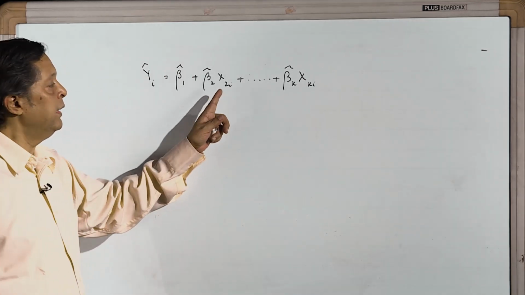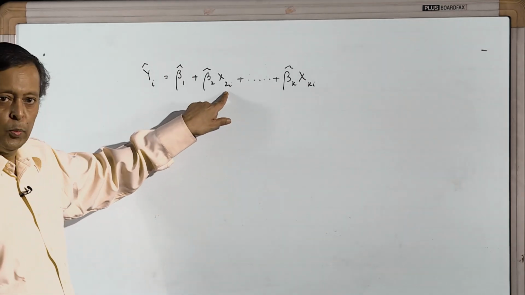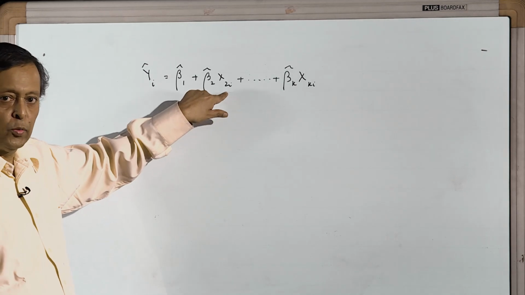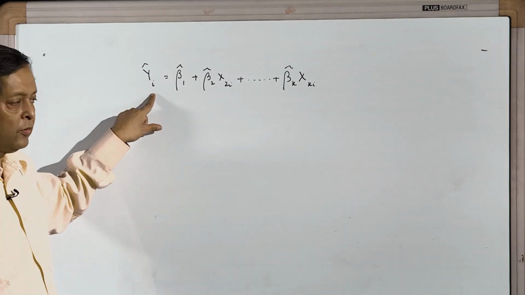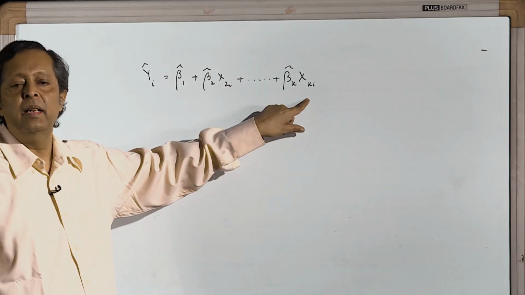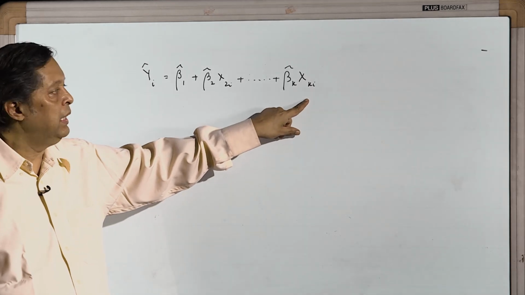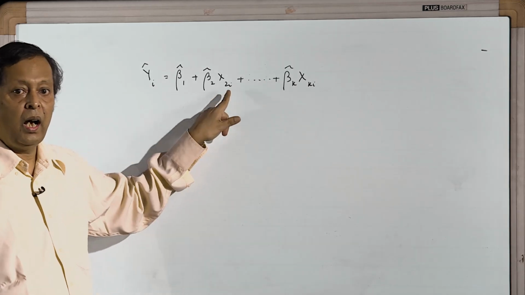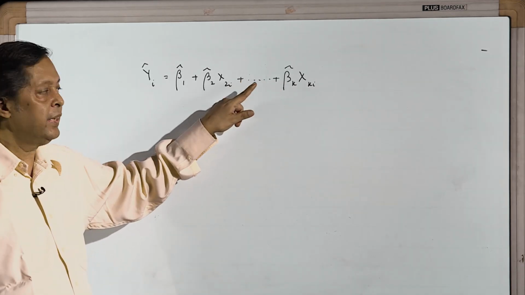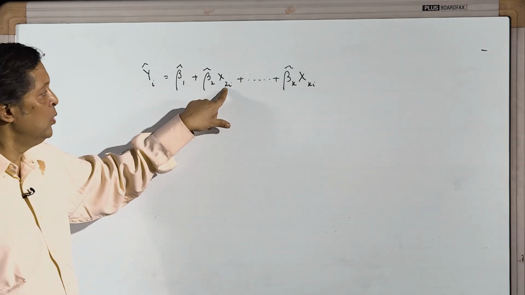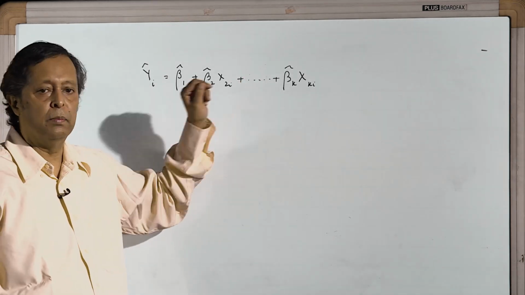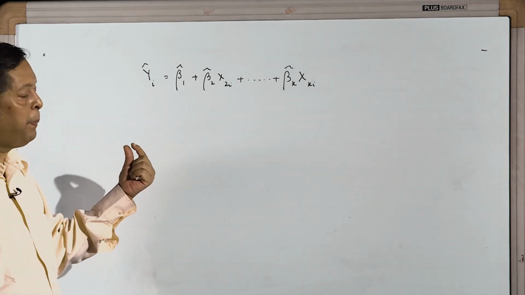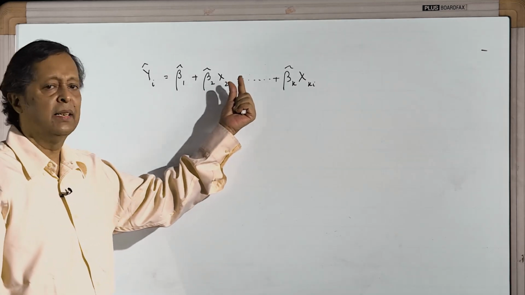So, if x 2 i is given in millions of rupees, y i is given in millions of rupees, whereas beta k i may not be given in millions of rupees, may be given in some other physical units. So, these coefficients are also interpreted in terms of the units of measurement of these variables. Accordingly, we cannot compare directly beta 2 hat and beta k hat.